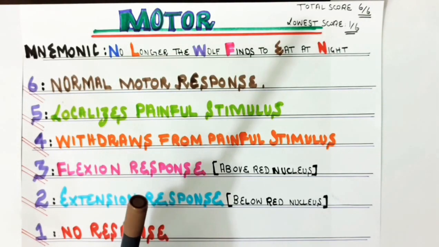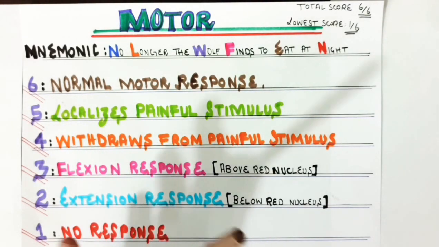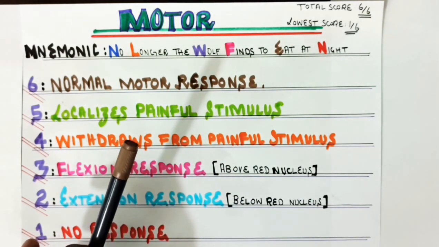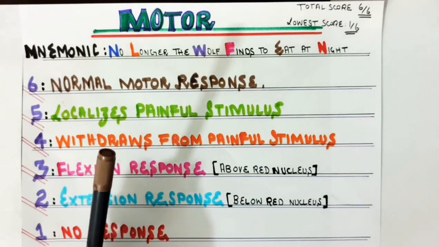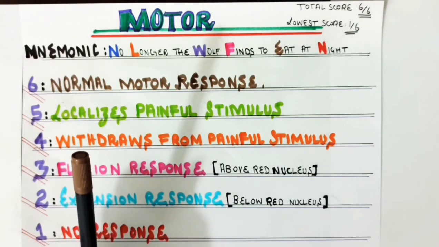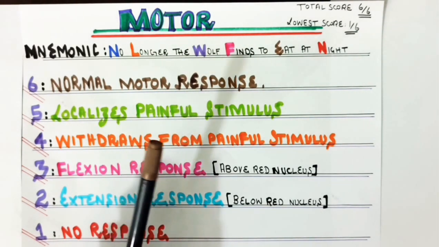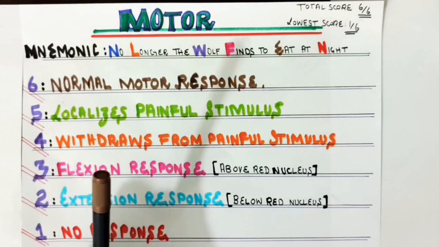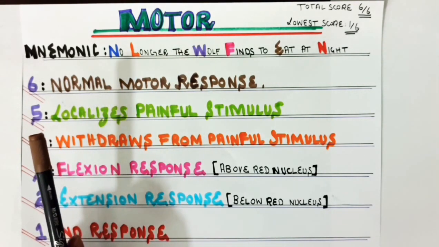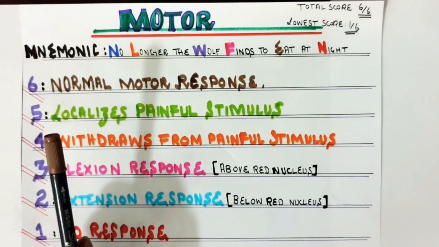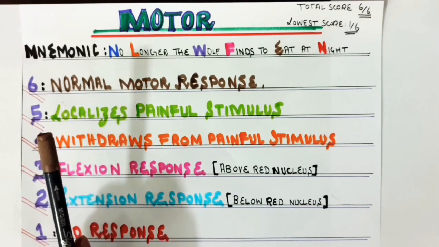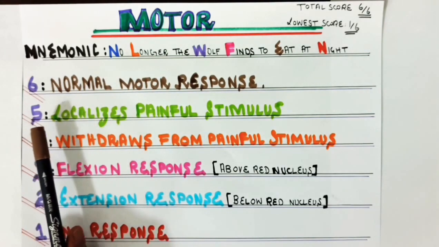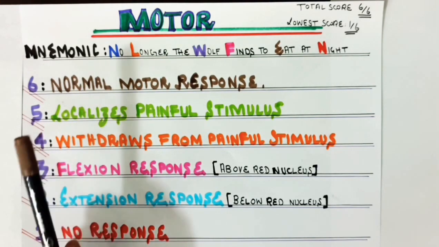The person right away goes towards the painful stimulus, his hand goes towards the painful stimulus, and speedily throws away the hands of the doctor because he is feeling irritated at that moment when the doctor is giving a painful stimulus. So if a patient exactly localizes where the doctor is pinching him or giving him a painful stimulus, that gives a score of 5/6.